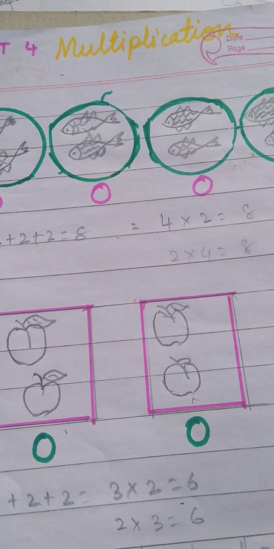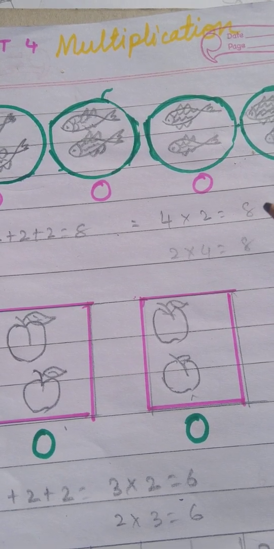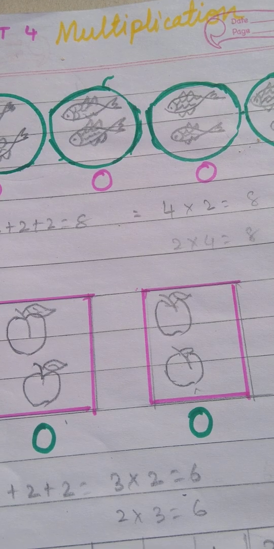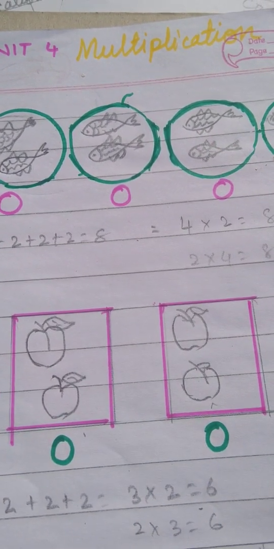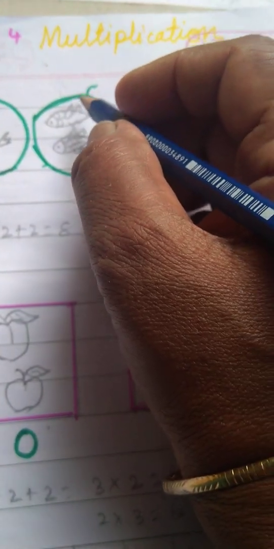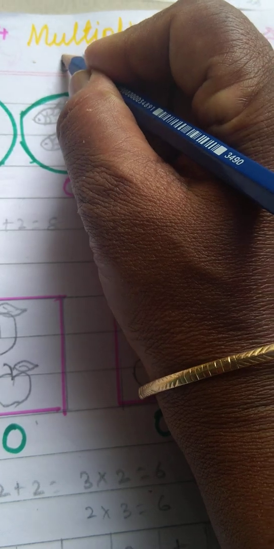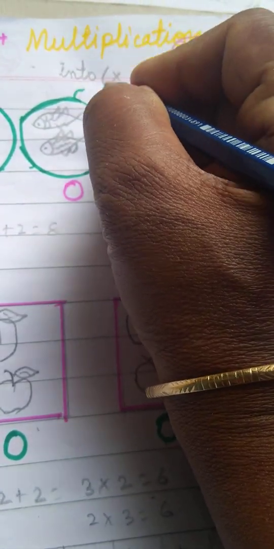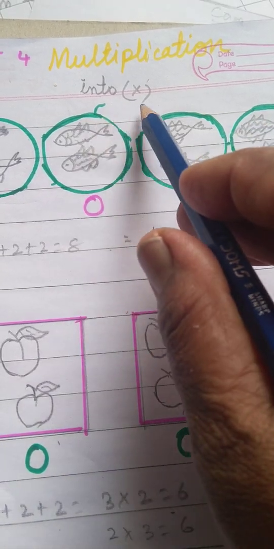M-U-L-T-I, P-L-I-C-A-T-I-O-N. Multiplication. The symbol of multiplication is called I-N-T-O, into. The symbol of multiplication is called into, children.